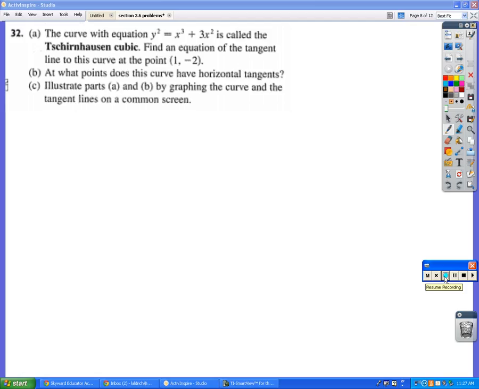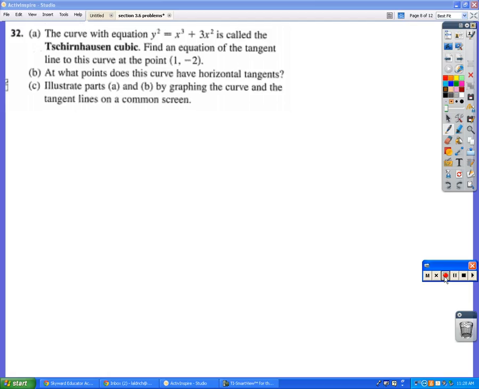Don't you wish there was someone from another country in this room right now so they could tell us how to pronounce the Schernhausen cubic? Okay. All right. So maybe someday you guys will have an equation named after you.